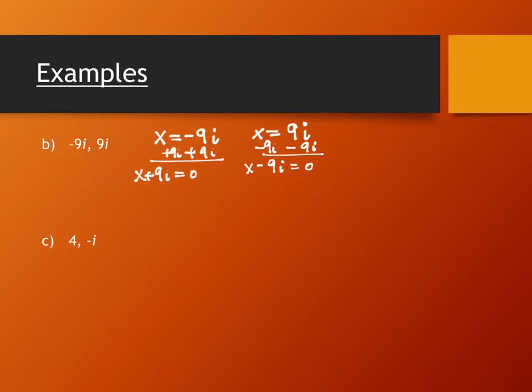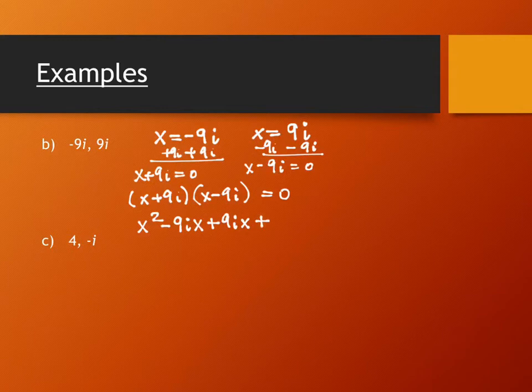What we're going to do then is put those two as factors in a polynomial. So x plus 9i, x minus 9i equals 0. And then we're going to multiply it back out. This one's kind of nice because I don't have three factors. I only have 2 factors. So I really do just FOIL. x times x is x squared. x times negative 9i is negative 9ix, or xi. And then the inside terms are positive 9ix, or xi. And my last terms are negative 81 i squared.